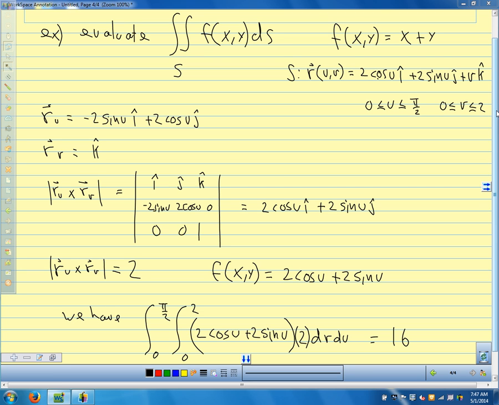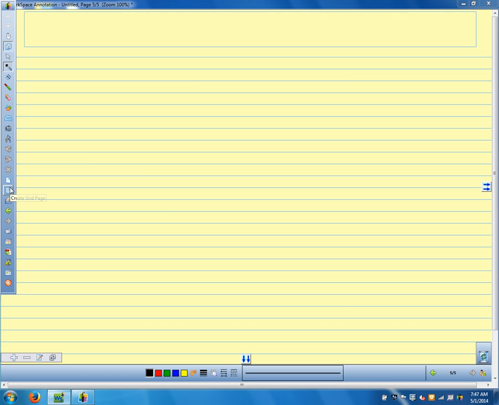So not too bad here, not too bad. Next one will take a little more work. So questions here? All right. This is my favorite surface integral, I think, that we do. I always like it when we get to this example. I look forward to it every year.